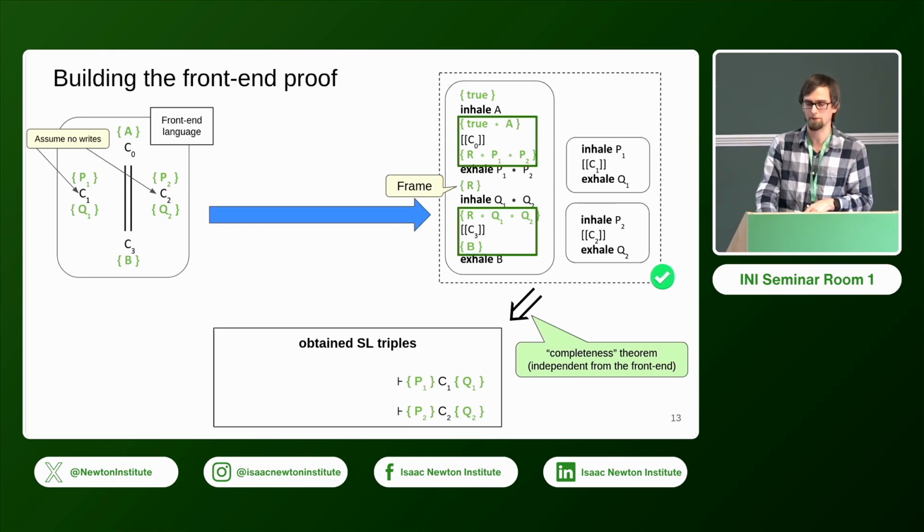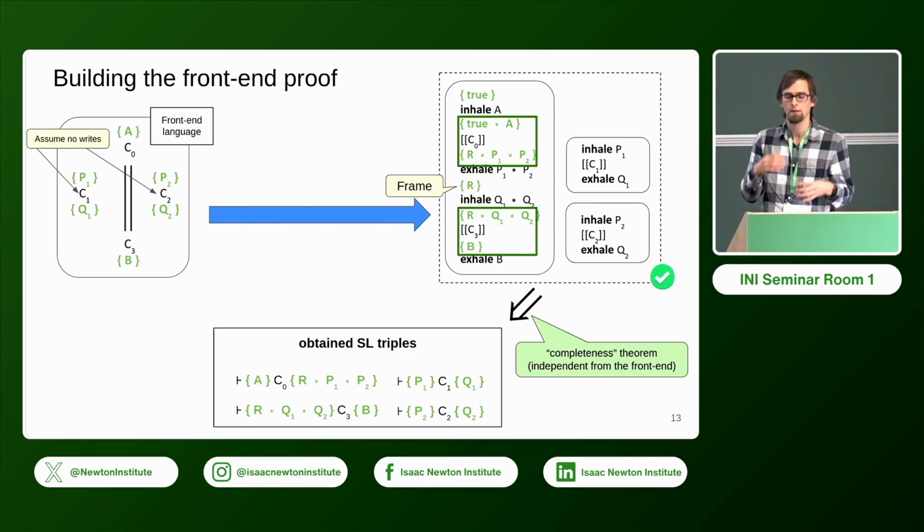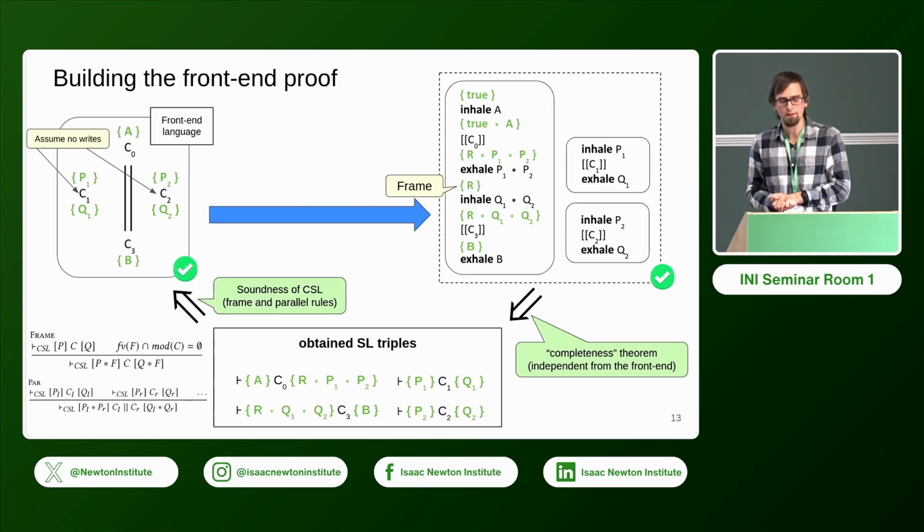And now we can look at the two parts around C0 and C3, and from this recursively obtain separation logic triples with specs corresponding to exactly what we've written here in the code. Now that we've obtained these individual separation logic triples for C0 to C3, we can use the standard rules from CSL, in particular the frame rule and the parallel composition rule, to recombine these triples to obtain a proof in the front end separation logic for this program.